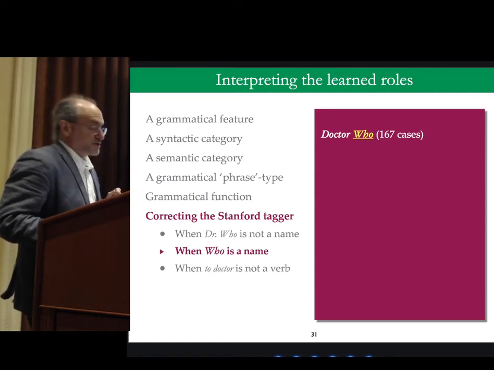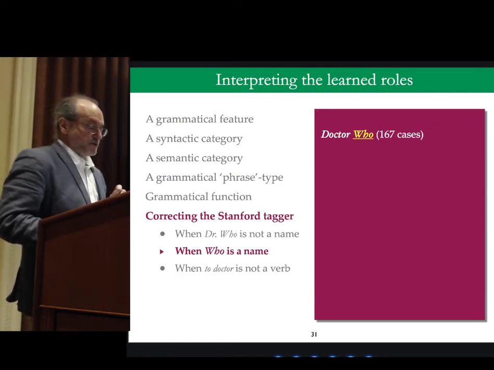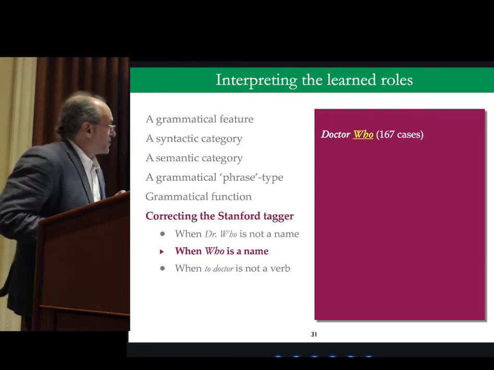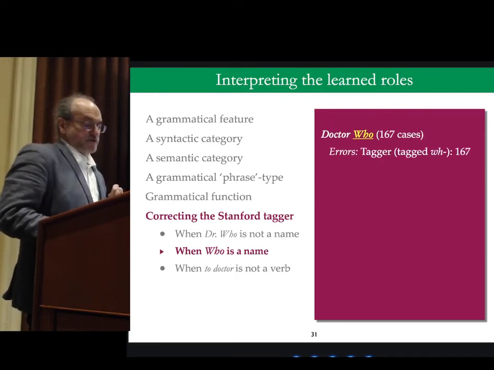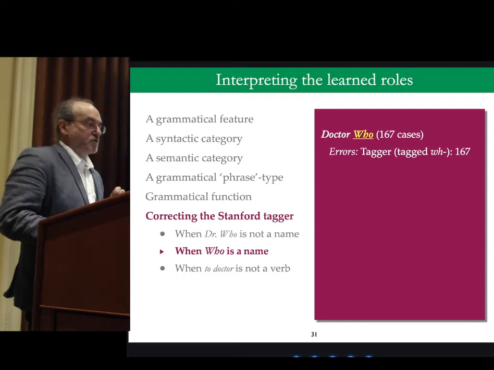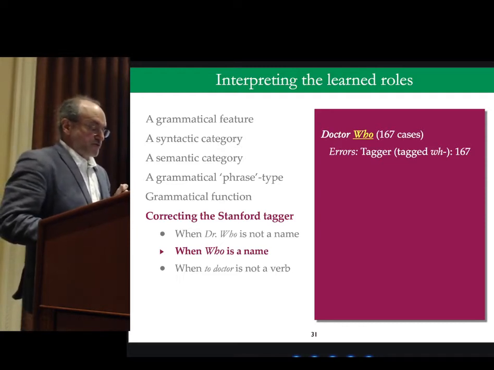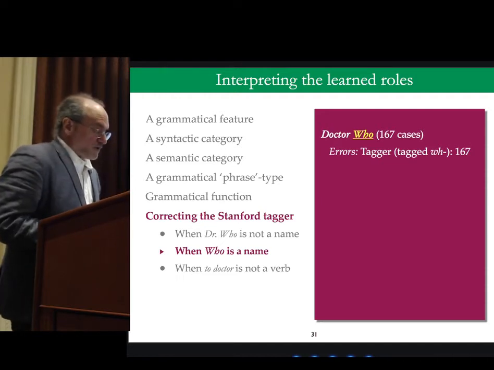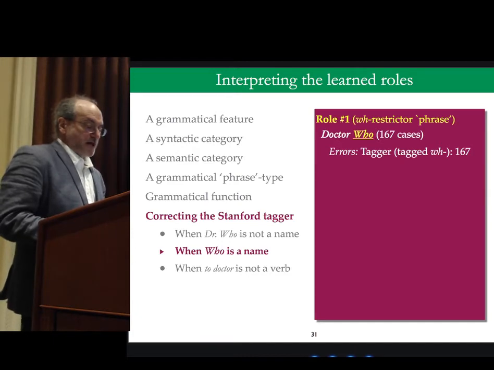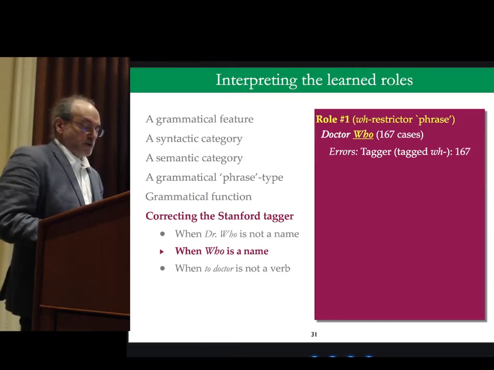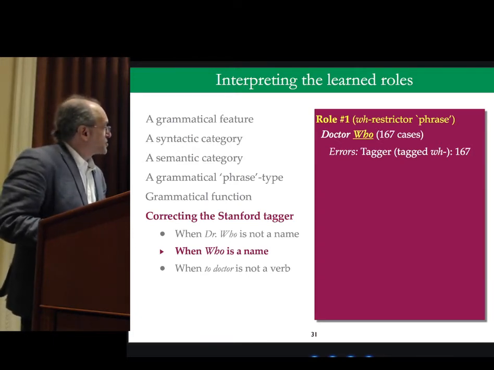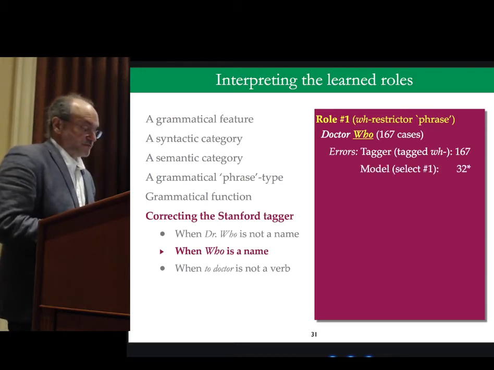It occurs 167 times within the phrase Doctor Who. And the Stanford part of speech tagger errs on every single one, tagging who as a question word rather than as a part of a noun phrase. For the model's treatment, recall that role 1 marks the role of a WH restrictor phrase. So assigning who role 1 may be the same error, which the model does 32 times.